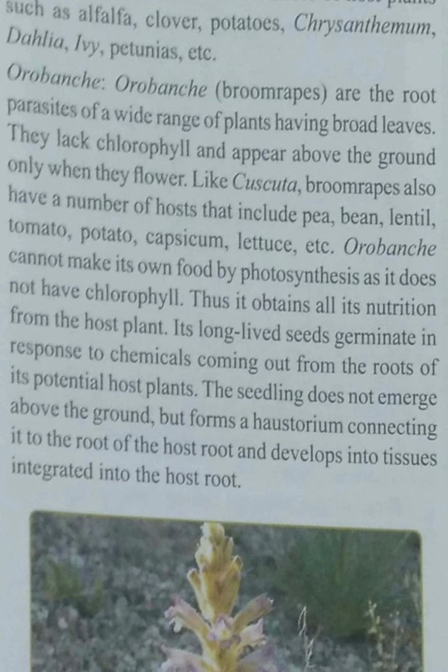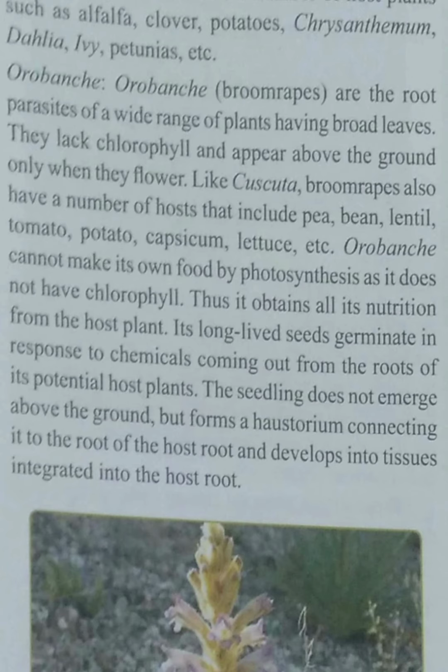Next plant is Orobanche. Orobanche are root parasites of a wide range of plants having broad leaves. They lack chlorophyll and appear above the ground only when they flower. Like Cuscuta, broomrapes also have a number of hosts that include pea, bean, lentil, tomato, potato, capsicum, lettuce, etc. Orobanche cannot make its own food by photosynthesis as it does not have chlorophyll. Thus, it obtains all its nutrition from the host plant.